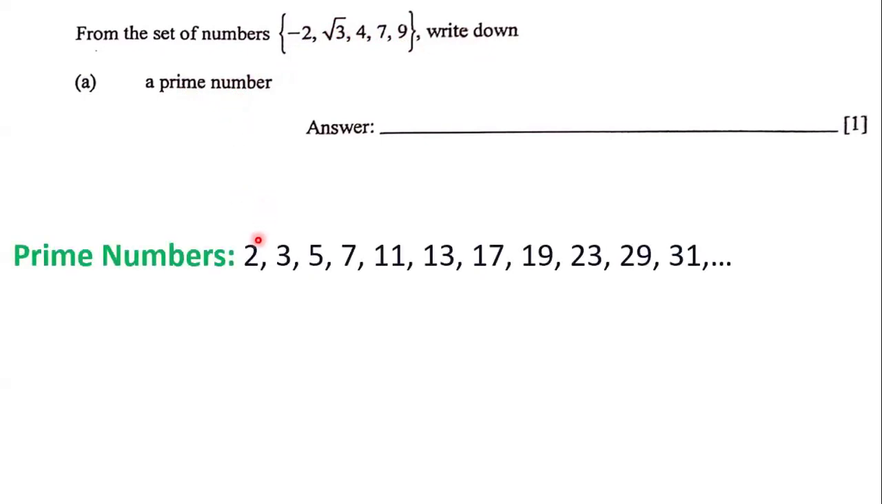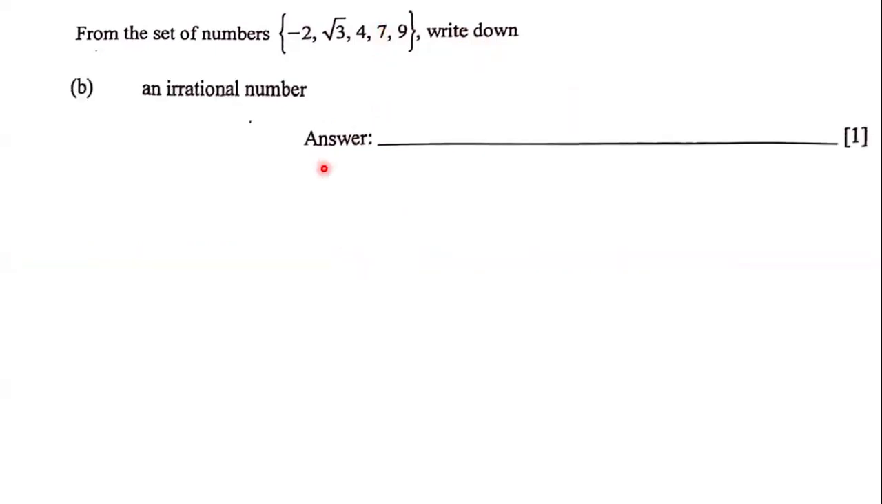So we have 2, 3, 5, 7, 11, 13, 17, 19, 23, 29, and 31. So these are some examples of prime numbers. And so they want us to write down a prime number. And so the answer here is definitely going to be 7. Notice that 7 is a prime number and 7 is part of the set of numbers.